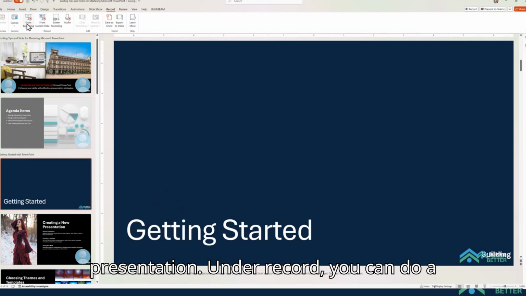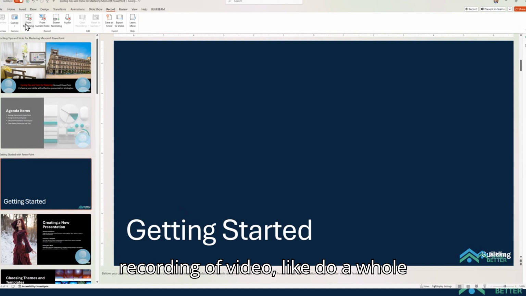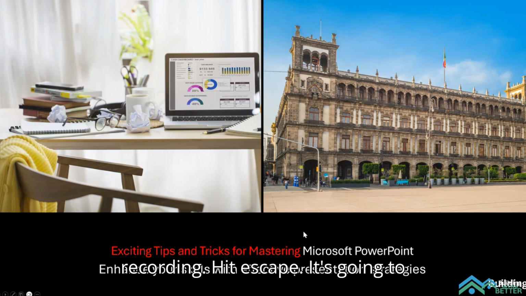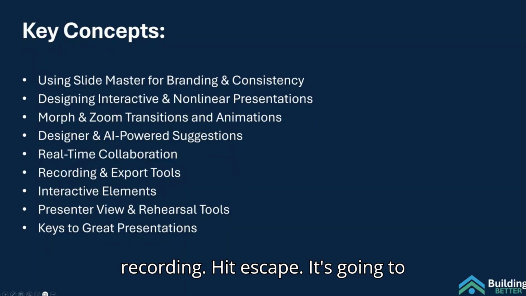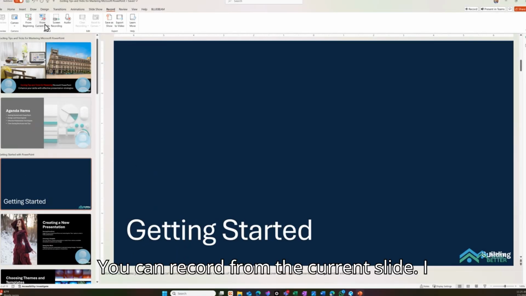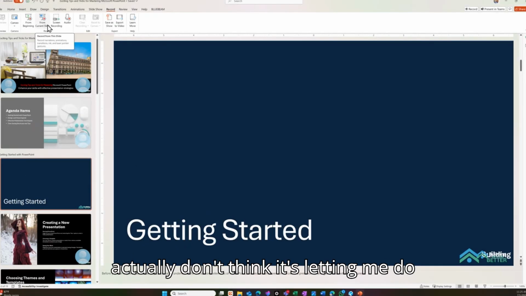Under record, you can do a recording of video, like do a whole thing. You can do a screen capture. So if I go in and now I'm recording from the very beginning of this presentation, it's creating a recording. Hit escape, it's going to put me out of that recording as well. You can record from the current slide. I actually don't think it's letting me do the recording.